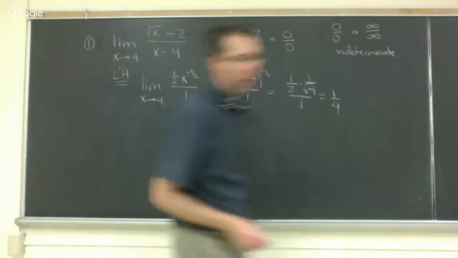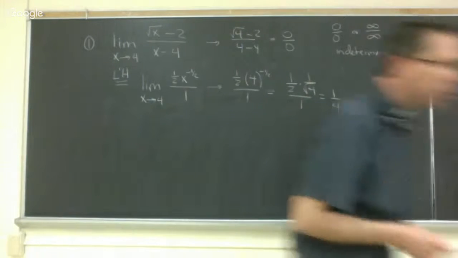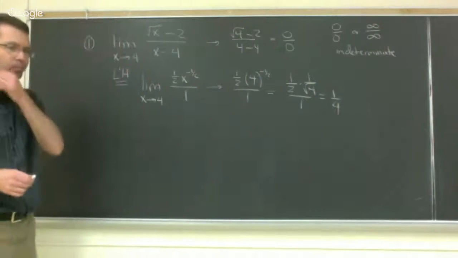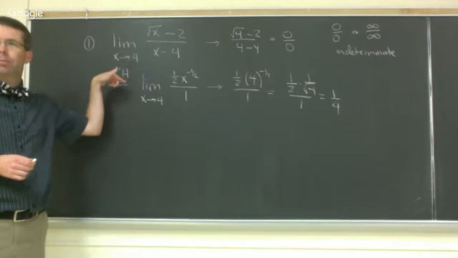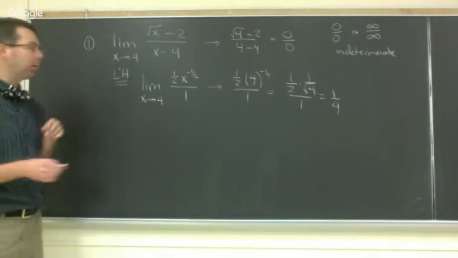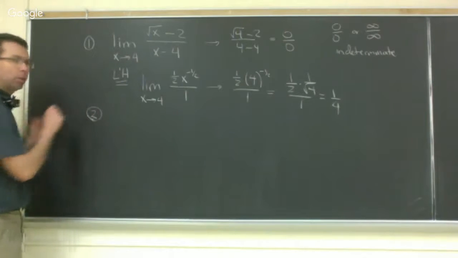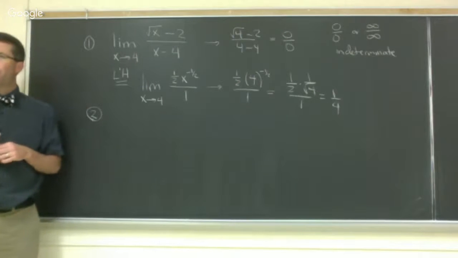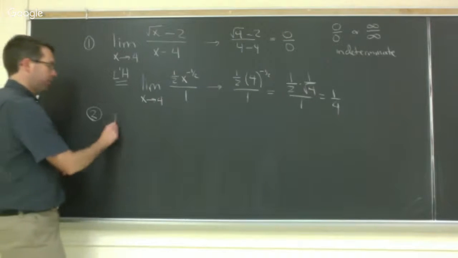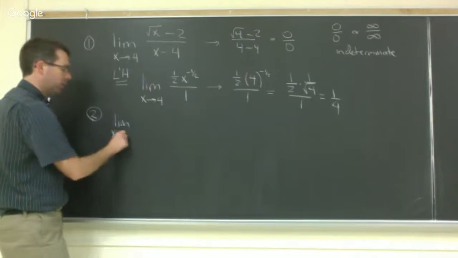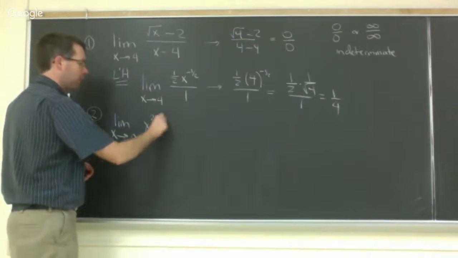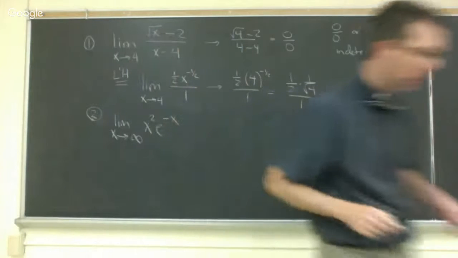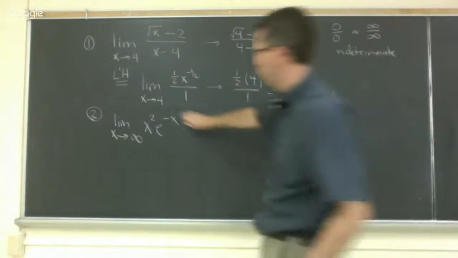Now, that's the only 0 over 0 problem for L'Hopital's rule. But the second problem is also a L'Hopital's rule problem, but it's not formulated in the original way. So here we're taking a limit as x goes to infinity of x squared e to the minus x, I think. No, e to the minus 2x.